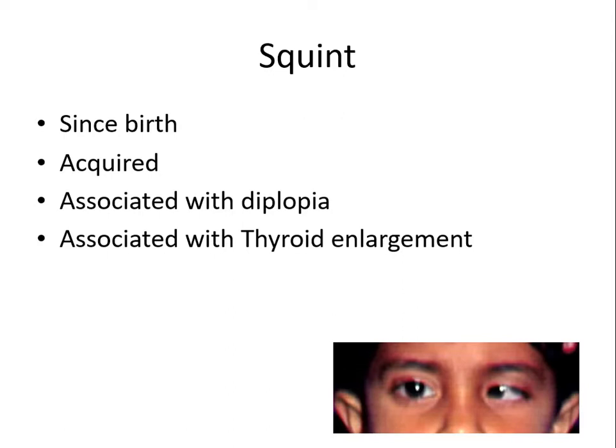Similarly for squint, when the patient's eyes are not aligned. Normally, when you throw light from 33 centimeters onto the face of the patient and ask the patient to look into the torchlight, the reflex of the torchlight should fall in the center of the pupil of both eyes. If it falls in the center of the pupil of both eyes, then the patient is said to have well-aligned eyes, or orthophoria, no squint.